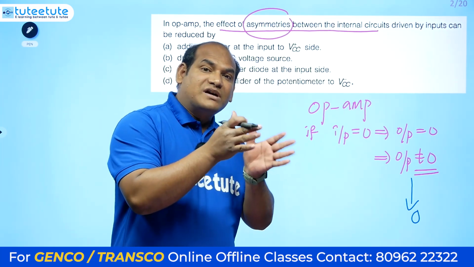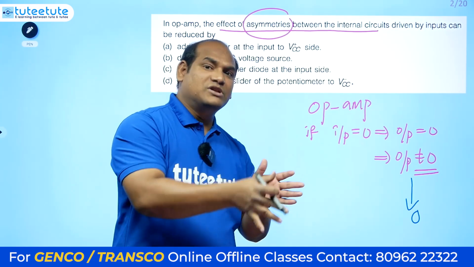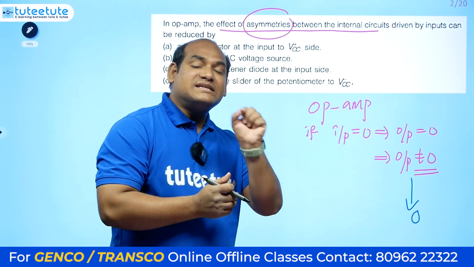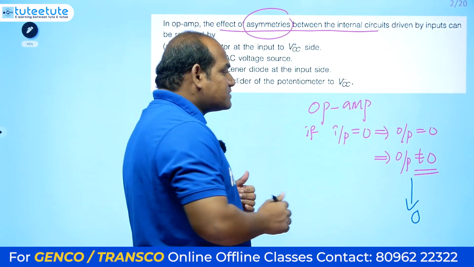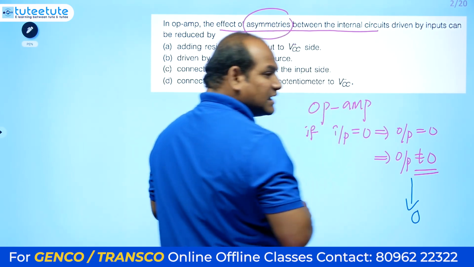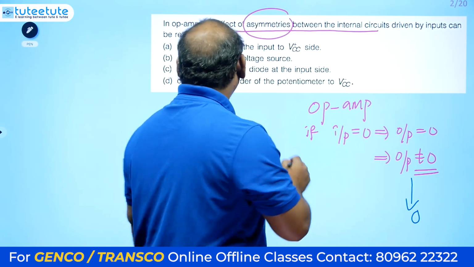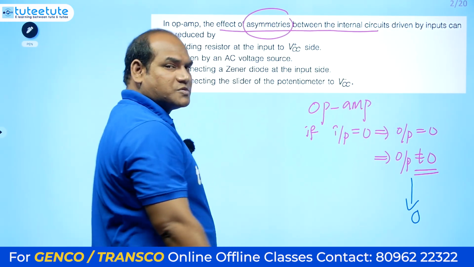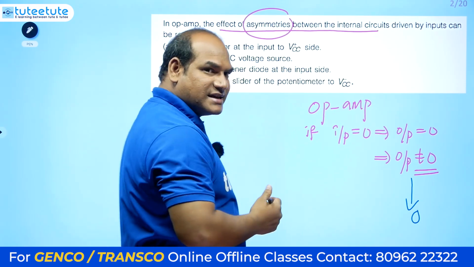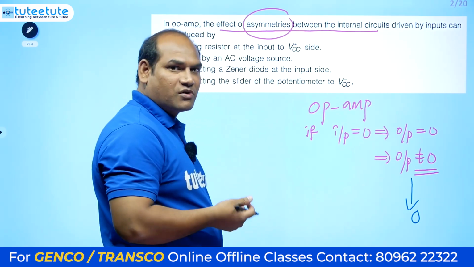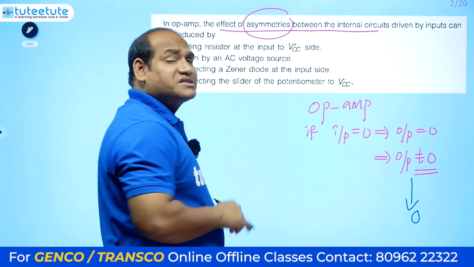But for the working of that particular operational amplifier, or the differential amplifier which is available in the operational amplifier, a DC supply is there. So by adjusting the DC supply, we can make the output voltage equal to 0. That means how is it possible? A potentiometer is required. So here option D is the correct option. Connecting the slider of the potentiometer to VCC minus, or VCC, whatever it may be, we can adjust the voltage.